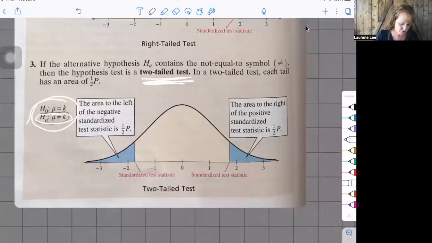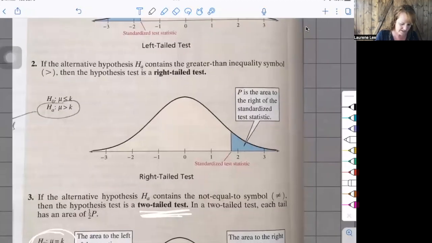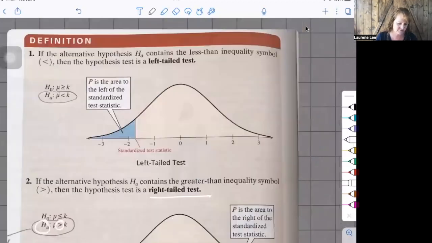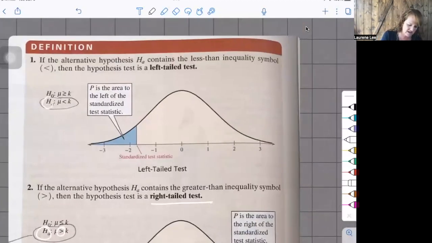Okay. Now let's scroll up here, kind of going backwards to the chart, but it's a right-tailed test if your HA points to the right. So look at that. Your HA value, the inequality is actually pointing to the side that the tail is on. Okay. So that's going to be that P area that we're looking to either reject or fail to reject. And it's a left-tailed test if your HA points to the left.